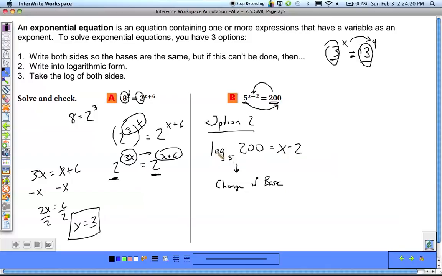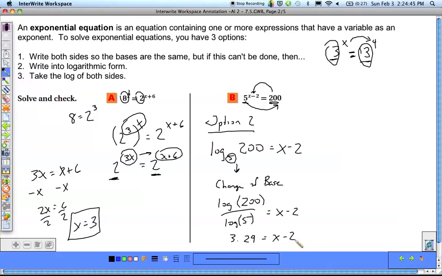That property says the base of the logarithm is going to go into the basement of the fraction. So it becomes log of 200 over the log of 5, and that just equals x minus 2. This now is something that we can actually type into our calculators. Make sure that when we type it in, we close the parentheses after that 200, we close parentheses after the 5. Log of 200 divided by the log of 5 is approximately 3.29.